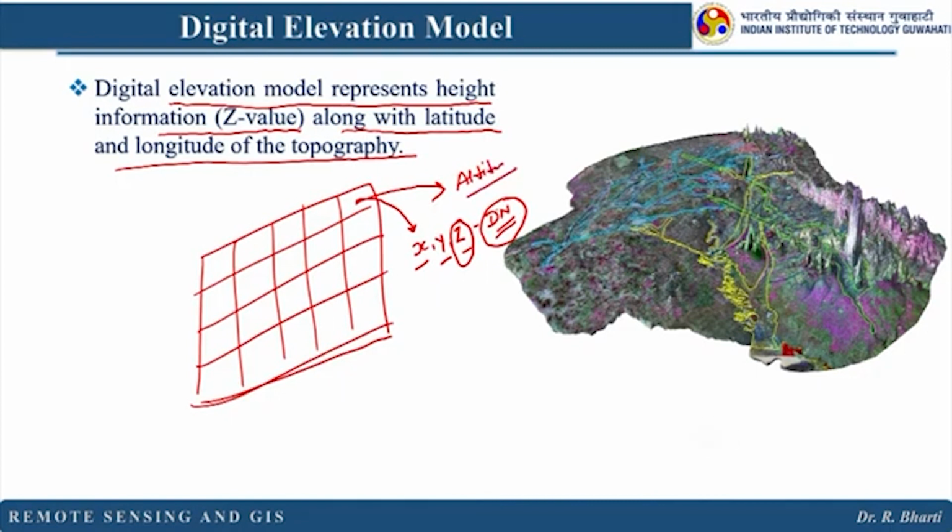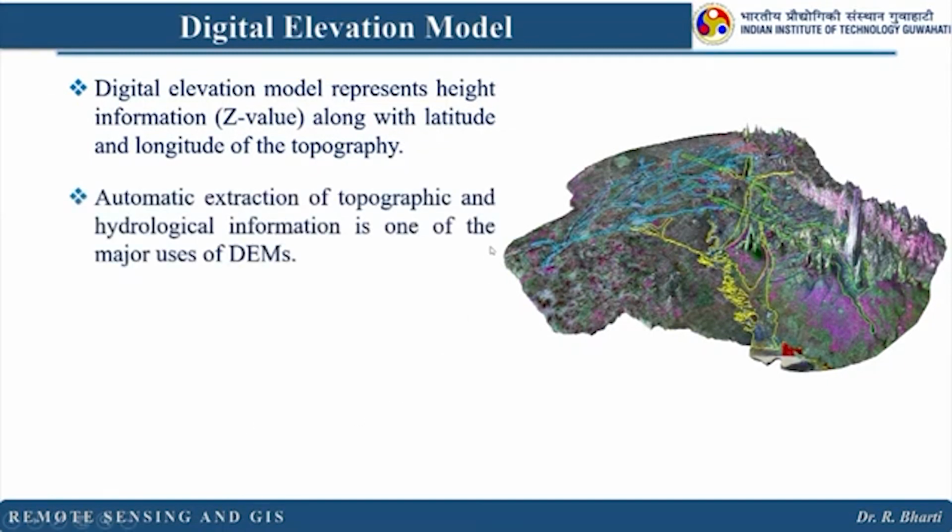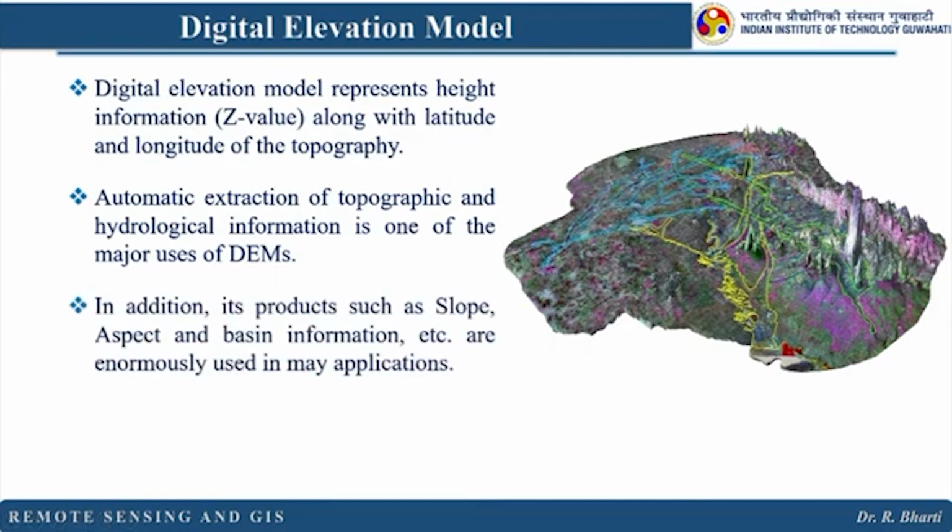So when you have altitude information for every pixel, what additional information will you get? You will get the topography, what kind of topography your area has, whether it is a flat land or very hilly terrain. Those information you can easily extract from a digital elevation model. So automatic extraction of topography and hydrological information is one of the major uses of DEMs. In addition, its products such as slope, aspect and basin information etc. are enormously used in many applications.